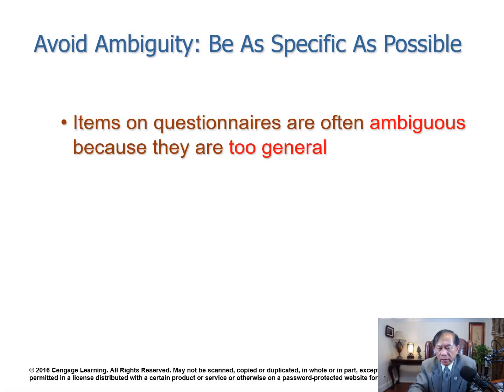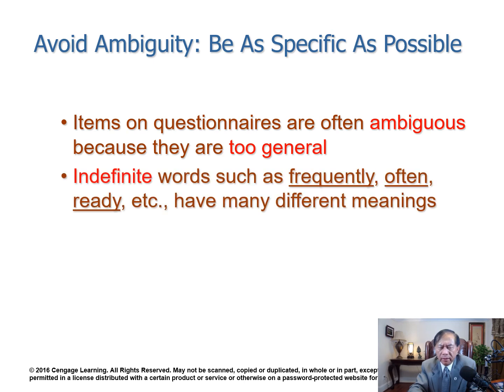Avoid ambiguity. Be as specific as possible. Items on questionnaires are often ambiguous because they are too general. Indefinite words such as frequently, often, really, etc. may have many different meanings to different people.